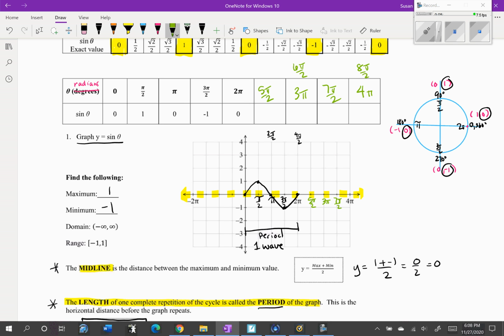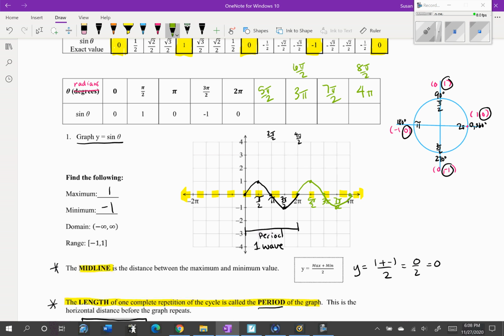So at 5 pi over 2, we know the values are just going to repeat. So we're already at 0, so the next one would be at 1, then 0, -1, 0. So notice we're just repeating those values from our circle.